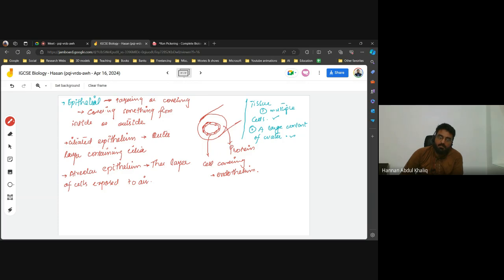So you would find this word repeated regularly in different organs. That is why always remember that epithelium and endothelium would always come whenever we are talking about a layer of cells, either on the outside of something or inside of something. Clear? Yeah.